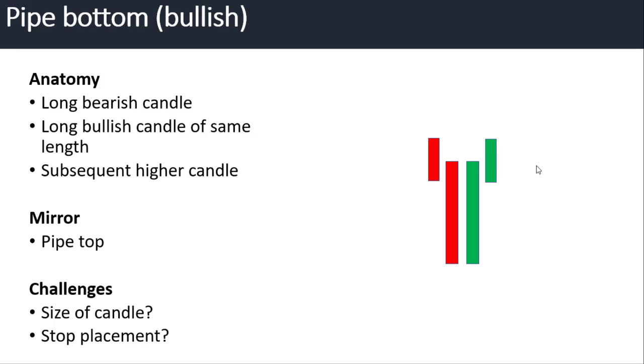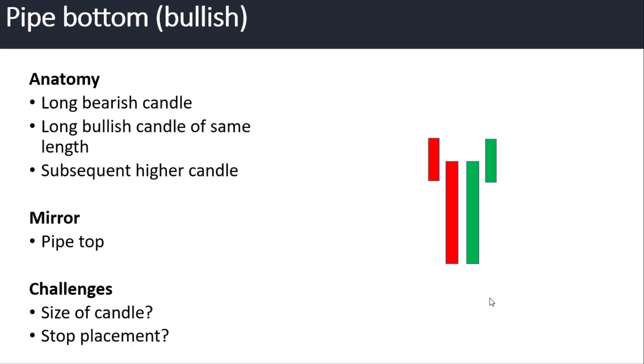If looking at this, and we'll give you a couple of examples in a minute, there's a couple of challenges. First of all, what size of candle do we mean by long? Is it 2 times ATR of the particular time frame you're looking at? And secondly, where do we place our stop? It may be that these candles are so long, if we aim to place our stop below them, then that could result in a smaller position or a larger loss. So that's something else you need to consider.